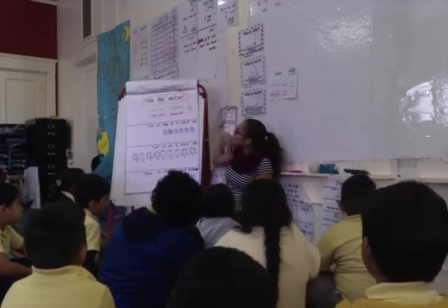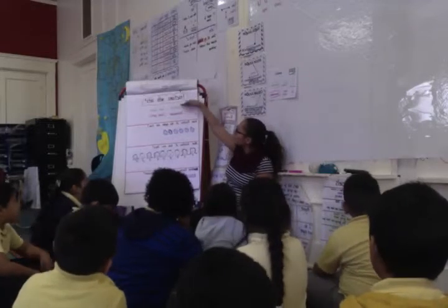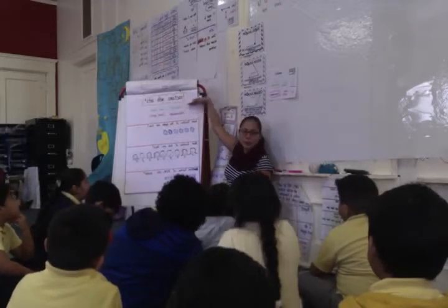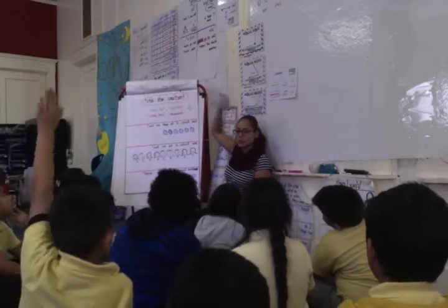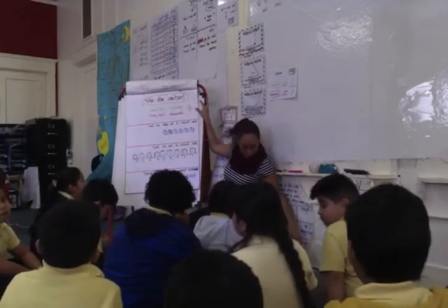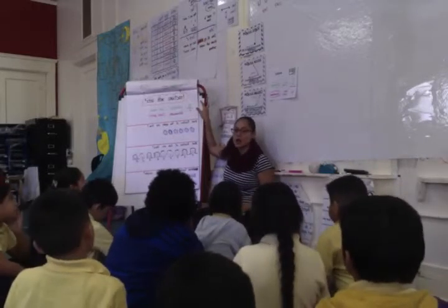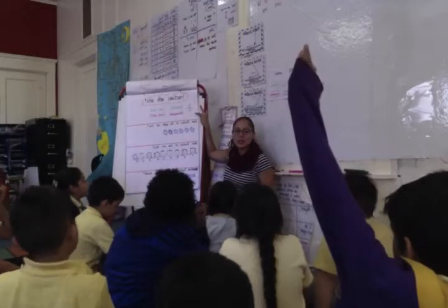Let's quickly go over what is the numerator and denominator. The numerator, the number on top. Who remembers what the number on top tells you? Yes. The number on top tells us how many parts are shaded in. Awesome. What does the denominator tell you?